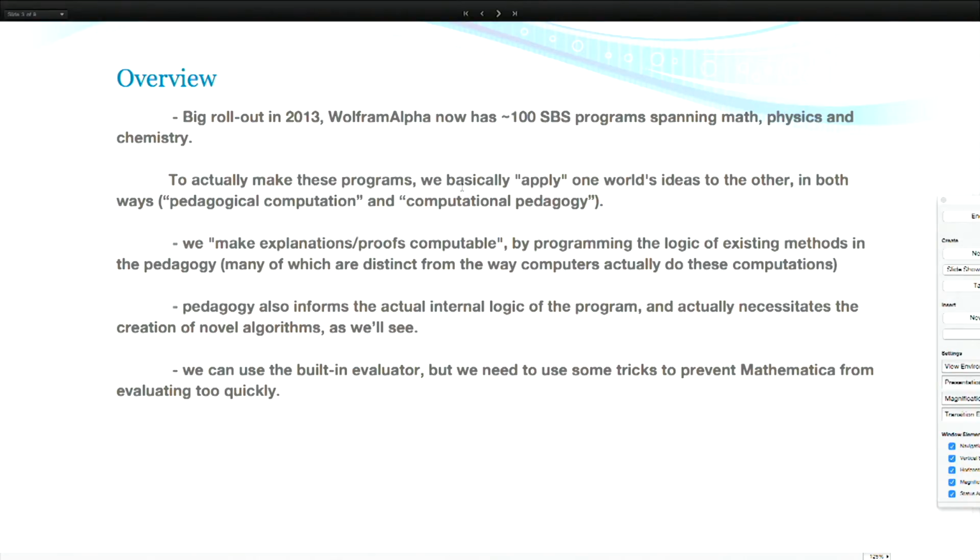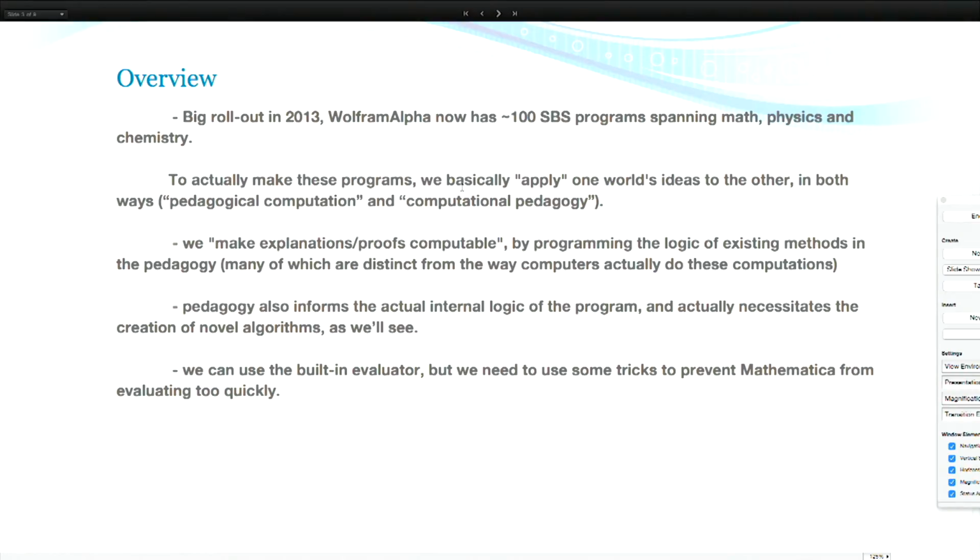Some of these programs are quite broad, like step-by-step integrate. Some of them are more specific, as you'll see. So to make these programs, we've developed a sort of informal process. And what I like to think of it as is applying the two worlds that I talked about in the previous slide, sort of applying one to the other.